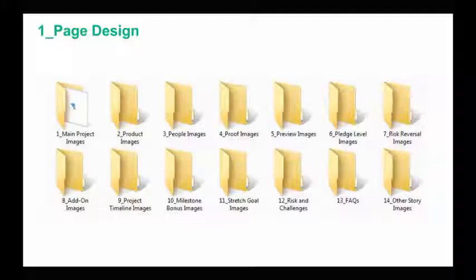So main project images, then the next folder is product images. So in addition to having a main image for your project that's going to go on your page, I also teach sharing and showing in good detail the product that you're creating, whether it's a book, whether it's a trade, a hardcover, etc. Then people images, those are the people that are involved in the campaign, the creators, who's behind it. Proof images, that would be sort of social proof, testimonials.